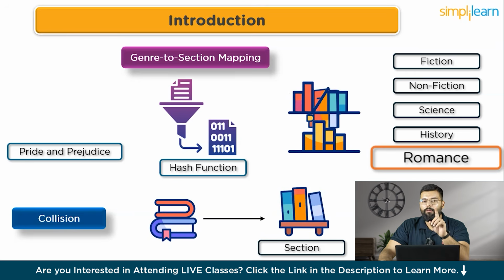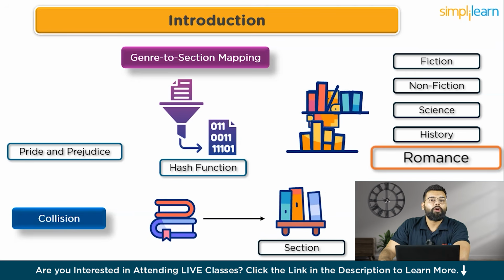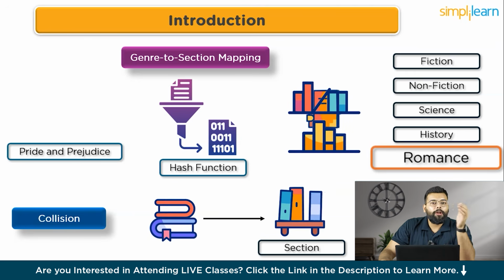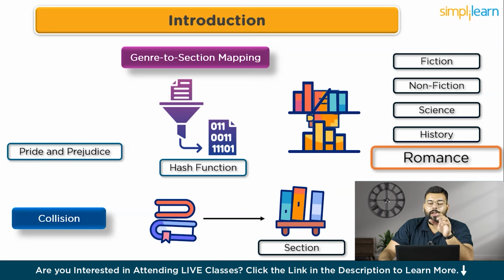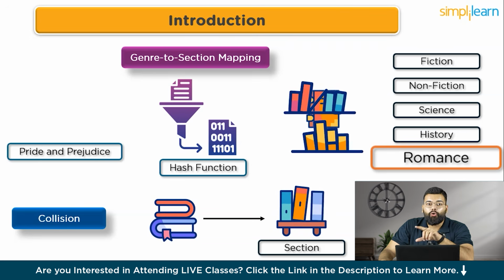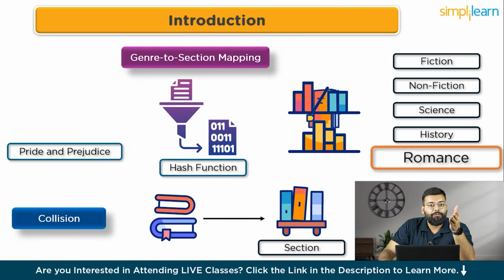So don't worry, we'll discuss them. And now talking about scalability. As the collection grows, the basic hashing system, that is genre-based sections, remains effective. And further subdivisions like alphabetical sorting help maintain order and efficiency.